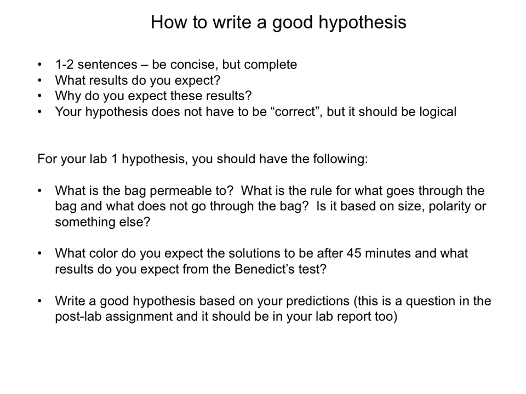So for your lab 1 hypothesis, you should have the following in it. What is the bag permeable to? What's the rule for what goes through the bag and what does not go through the bag? As I said, maybe it's based on size of the molecule, maybe it's based on polarity, or maybe it's based on something else. What color do you expect the solutions to be after 45 minutes? So thinking about the starch and I2KI part of the experiment. And what results do you expect from the Benedict's test, in terms of color changes? You need to actually be specific about the colors that you expect to see.